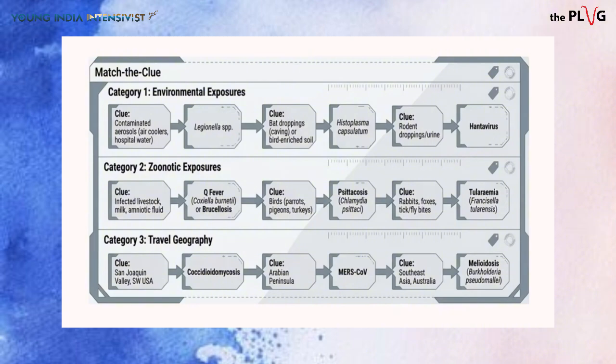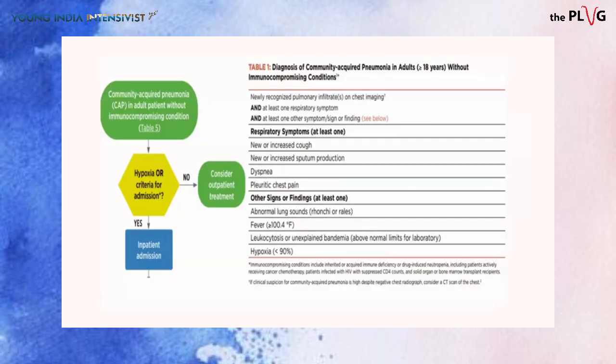And also, in some geographical areas like Southeast Asia and Australia, it could be melioidosis. So, how do we approach the diagnosis? To diagnose community-acquired pneumonia, we have to have newly recognized pulmonary infiltrates on chest imaging and at least one respiratory symptom, that is new onset or increased cough, new or increased sputum production, dyspnea, or pleuritic chest pain.